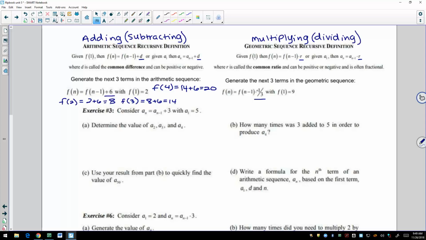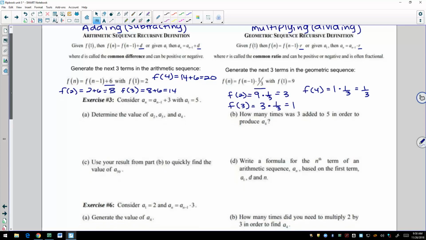Geometric, you're multiplying by 1/3. When you're multiplying by a fraction, remember you're really multiplying by the top, dividing by the bottom. So they gave us f of 1 is 9. So to find f of 2, you're going to need whatever f of 1 was, which was 9, times 1/3, which is really just 9 divided by 3, which is 3. F of 3 needs f of 2, which turned out to be 3 times 1/3, which is 1. And the last one, f of 4, needs f of 3, which was 1 times 1/3, which is 1/3. So you should notice you were dividing by 3 each time you went from one term to the next.